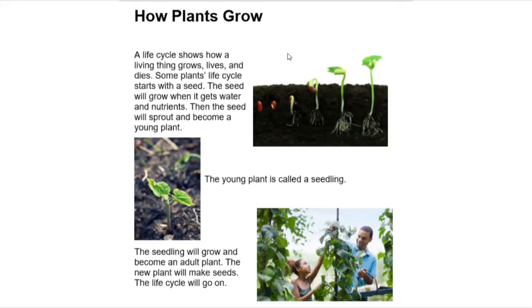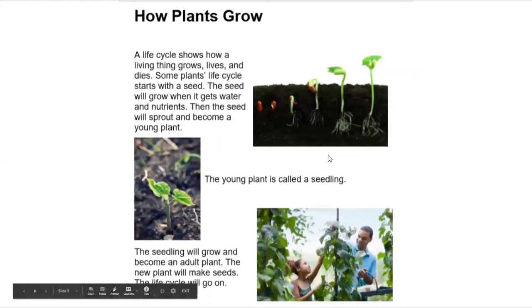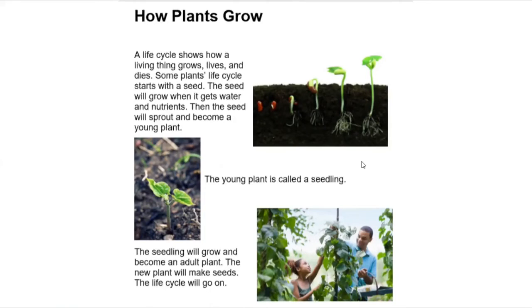The young plant is called a seedling. The seedling will grow and become an adult plant. The new plant will make seeds and the life cycle will go on. So once the plant becomes an adult plant, it's big and it can start having babies of its own, just like humans. Once we become grown-ups and adults, then we can have our own babies and then the life cycle starts again.